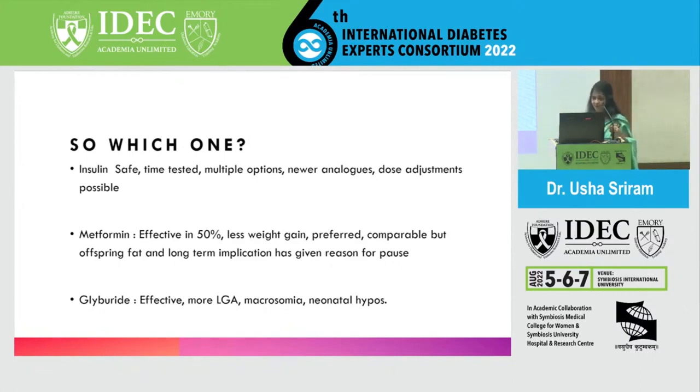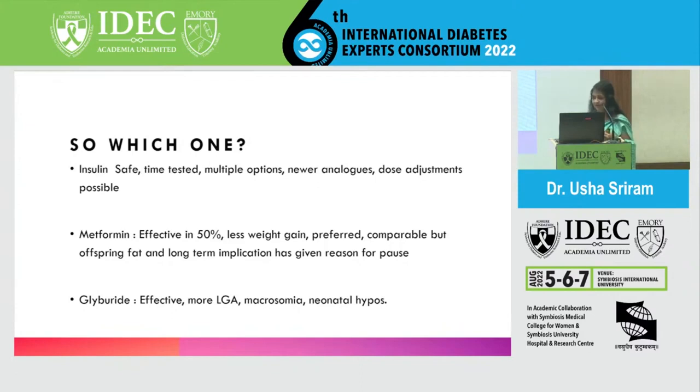When it comes to metformin, effective in about 50%, meaning the other 50% need additional insulin. There's less weight gain. It's preferred obviously by the mother, comparable to insulin, but now more recently, based upon the MiG TOFU and the HAPO follow-up studies, there seems to be some offspring weight gain, and that has given some concern and reason for pause.